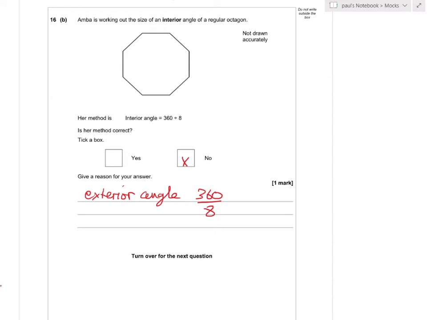Have we got to actually say what it is? Okay. 360 divided by 8 is 45. Exterior angle is 45. So the interior is going to be 180 minus 45, which equals 155. Right.